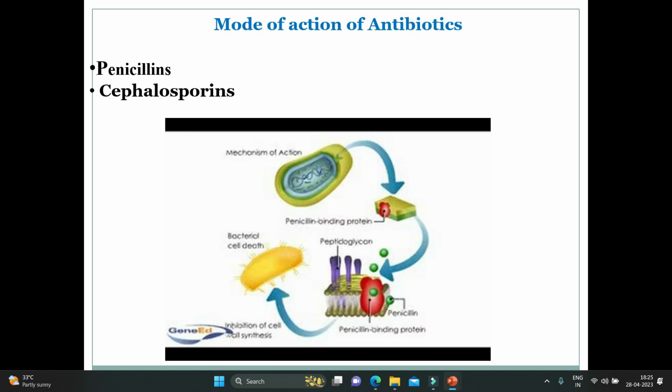How do beta-lactam antibiotics work? Here I have taken some examples which contain the beta-lactam ring in their structure: penicillin and cephalosporin. How it works: the antibiotic goes into the bacterial cell and attaches to the penicillin binding protein, PBP. When it binds with the PBP, it interferes with the transpeptidase activity between NAM and NAG, and the bacterial cell will not survive because of the activity of the enzyme.